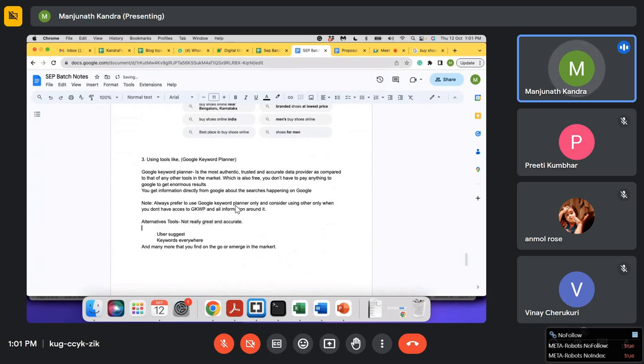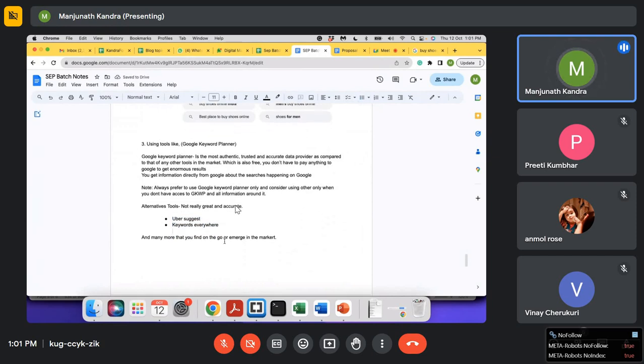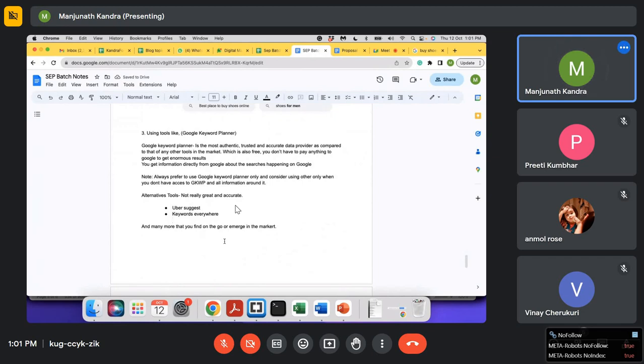Not really great and accurate. Okay, so in case you don't have any options, I'll tell you in which scenarios you may have to use these tools. There will be some companies who don't really understand what kind of tool would help them, so their knowledge might tell them that Ubersuggest is the only tool that exists on earth, or maybe Keyword Planner.